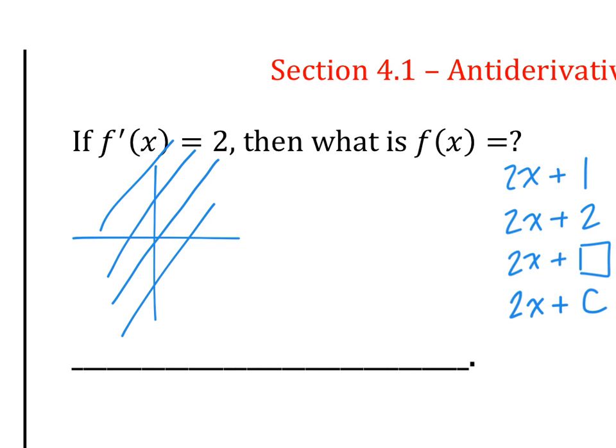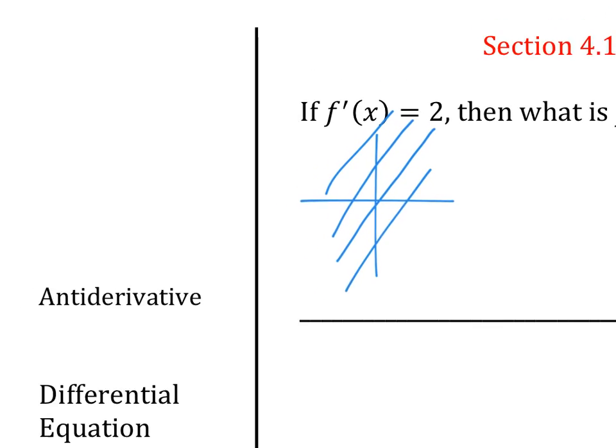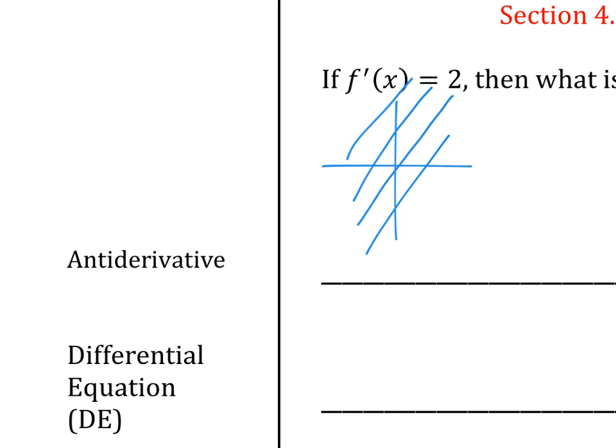Yeah? Okay, so let's define some words. Antiderivative is basically the integral. So anti means go backwards. So it's the derivative, but backwards. So from the derivative, go backwards. So antiderivative. And another way to say that is integral.